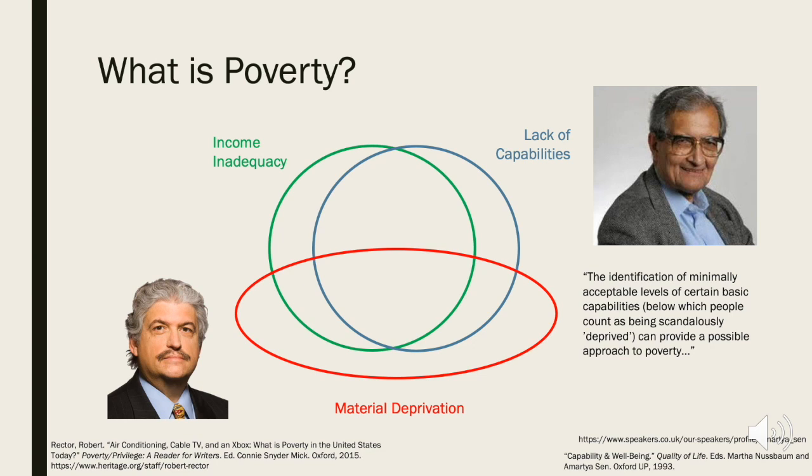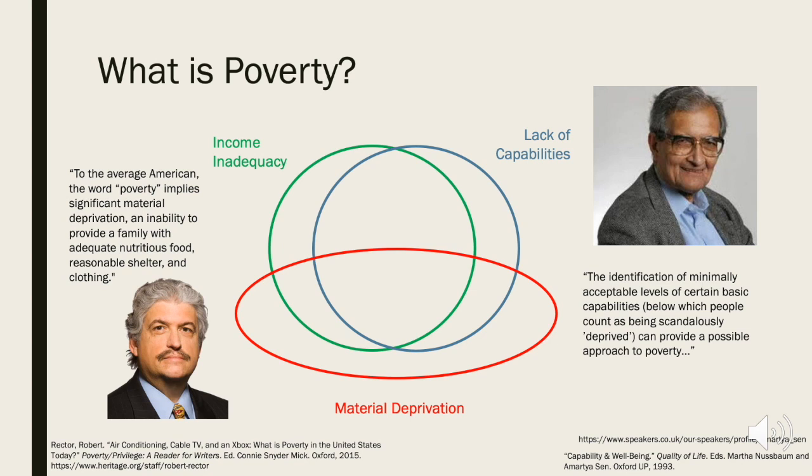Research fellow at the Heritage Foundation, Robert Rector, seems to describe poverty only as material deprivation. He says, to the average American, the word poverty implies significant material deprivation, an inability to provide a family with adequate nutritious food, reasonable shelter, and clothing. We would argue, however, that material deprivation is a symptom of poverty, not the definition of it. For our purposes, we will describe poverty as the overlap between lacking adequate income and lacking capabilities.